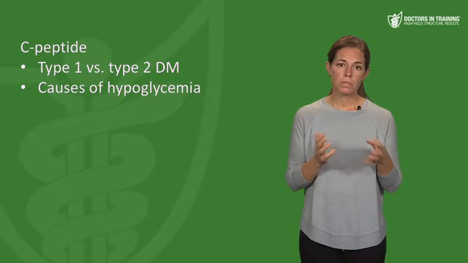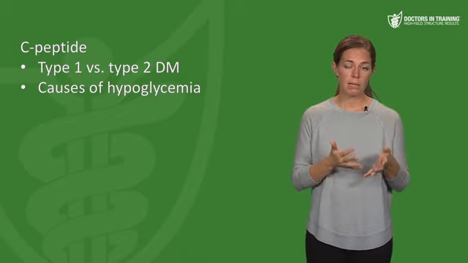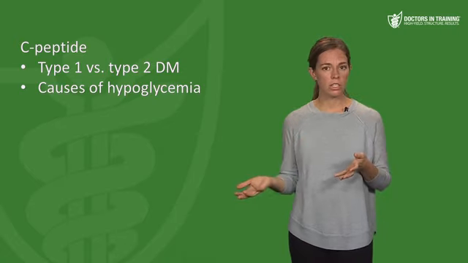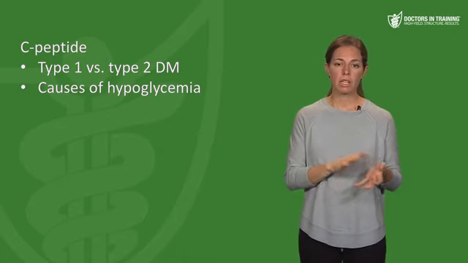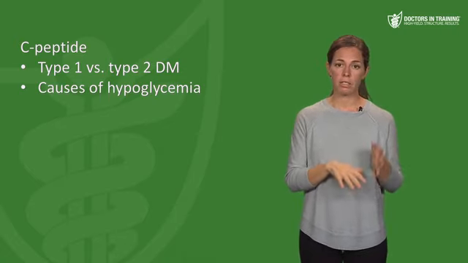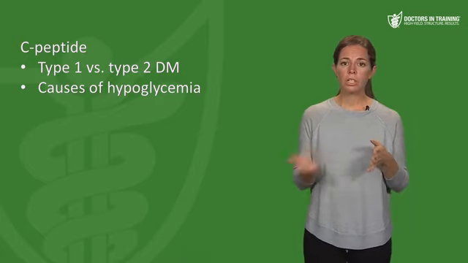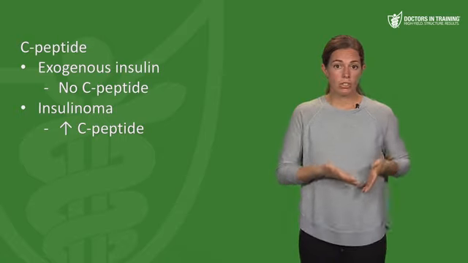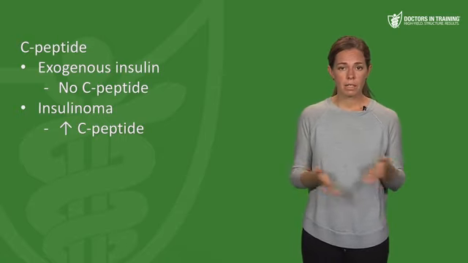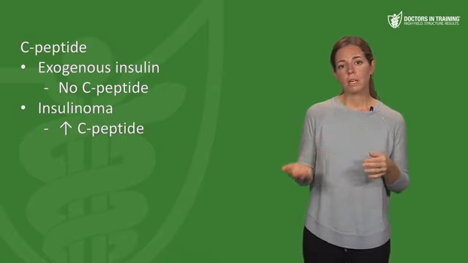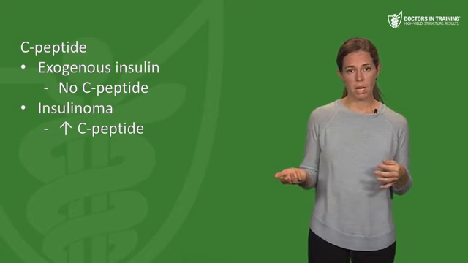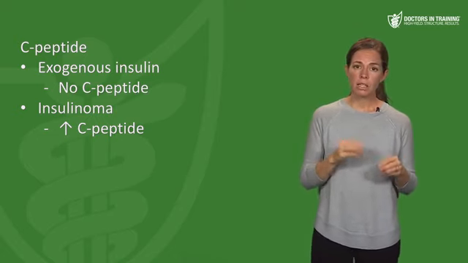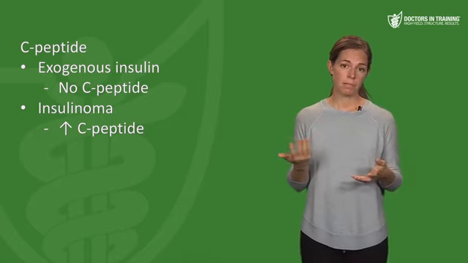And second, it helps differentiate causes of hypoglycemia between patients taking too much exogenous insulin, possibly factitiously, versus those that might have an insulin-producing tumor in the pancreas, an insulinoma. So to clarify on this second point, if your patient's taking exogenous insulin shots, there's no C-peptide in that preparation of insulin. So those patients are not going to have measurable C-peptide. But if a patient has an insulinoma and they're producing their own insulin, then they should have a high C-peptide.